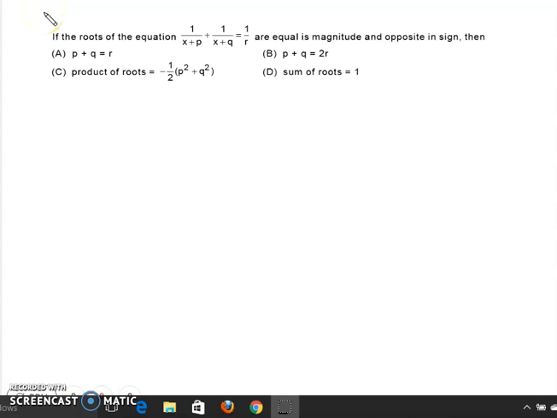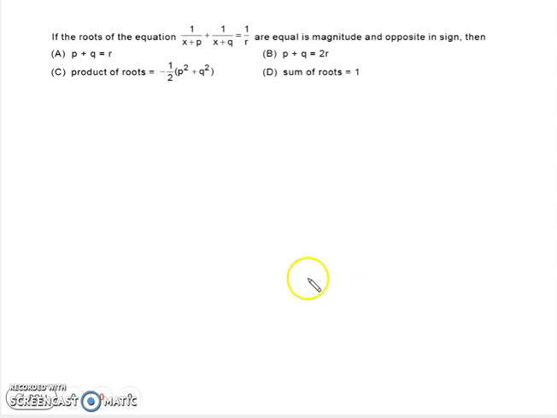Hello everyone. Today I am going to discuss a very important question of the quadratic equation, guys. In this question I am going to discuss the relation between the roots and the given terms of the equation. So this is the equation, and we have one piece of information given in the question: the roots of the equation are equal in magnitude but opposite in sign, guys.